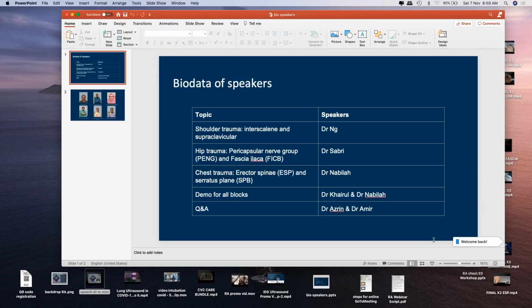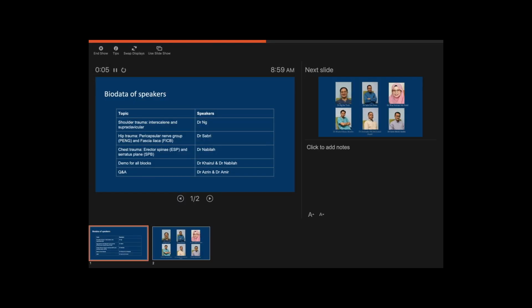Our first speaker will be Dr. Ng Zetek, an anesthesiologist from HKL. He is currently a trainee in the Regional Anaesthesia Subspecialty Program in HKL since 2019. He's actively involved in postgraduate teaching in HKL.